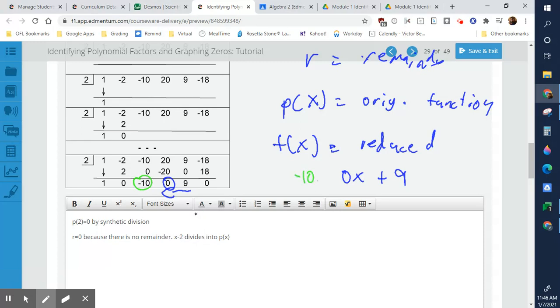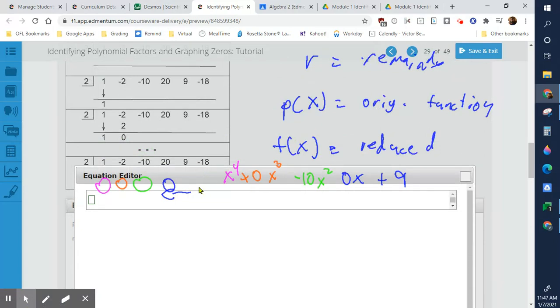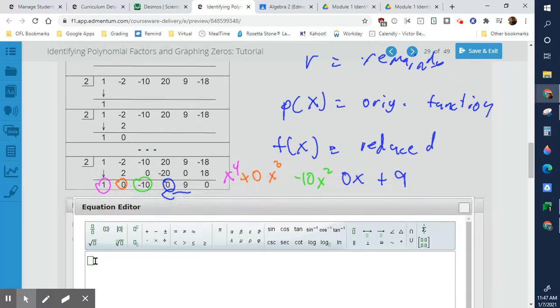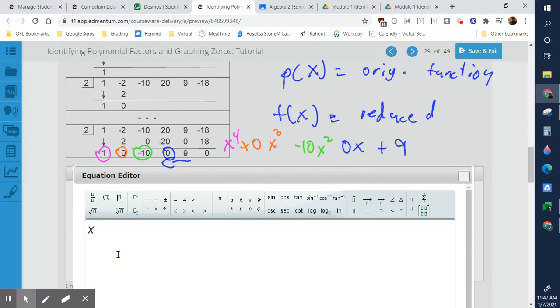So our function ends up being, and unfortunately, we're going to have to use this equation editor to write it down. But luckily, it still shows my work here. So I'm going to write this down as x to the 4th. I'm going to ignore that x cubed, so I'm just going to move on to x squared. I'm going to ignore the x because there's a 0 in front of it, so I go to 9. And I can just put this in here. And, I forgot to say, this is our f of x, our reduced function, equals that.